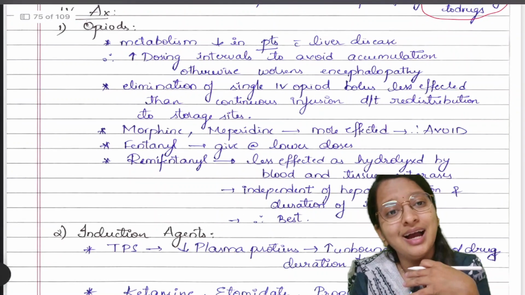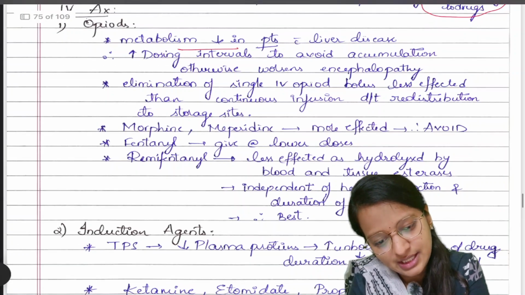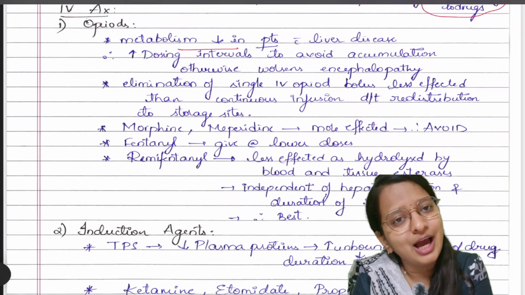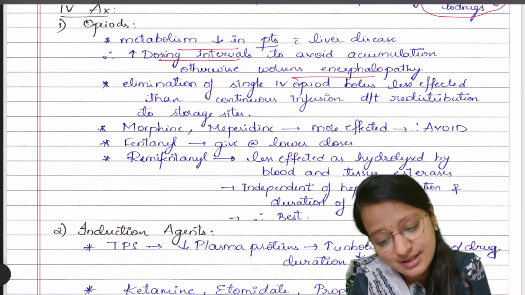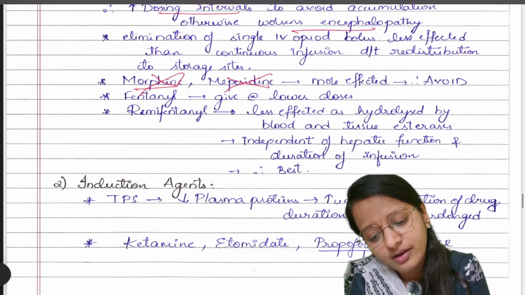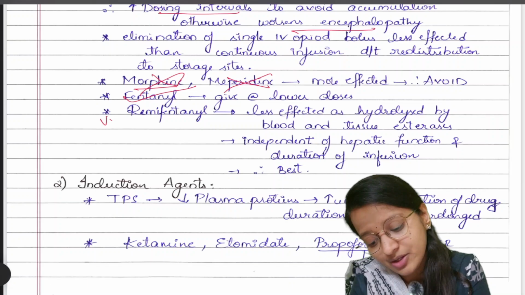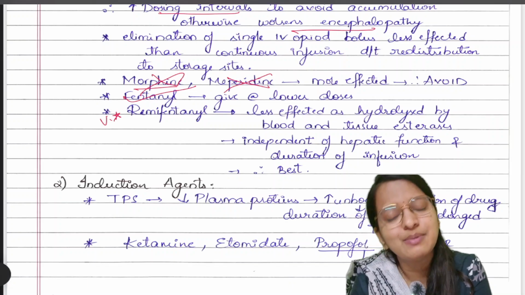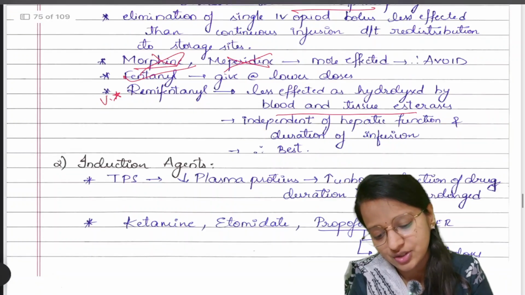Coming to what I'll choose. Opioids, obviously metabolism is decreased. So we have to increase the dosing intervals, otherwise it will worsen your encephalopathy. Morphine, meperidine are avoided. Fentanyl we have to give in lower doses. Remifentanil is very much good because it is hydrolyzed by blood and tissue esterases and independent of hepatic function.